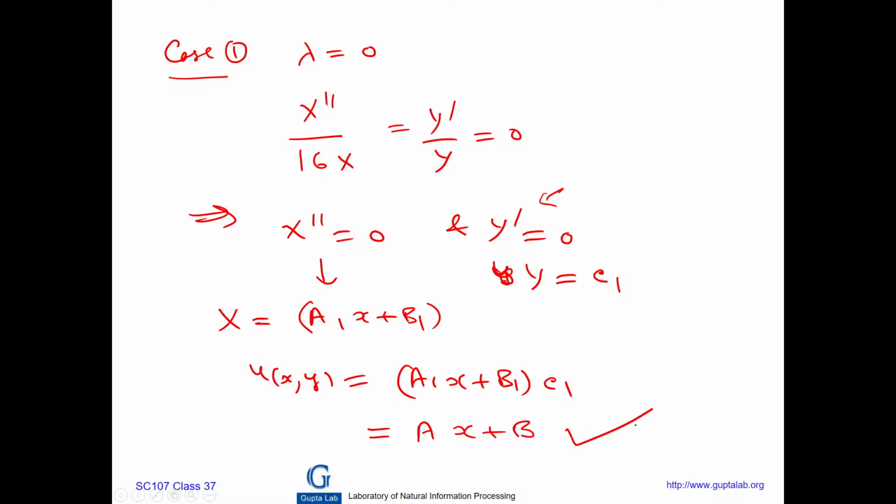So the solution is this when lambda is equal to 0. That is case 1. Now we do the second case, case 2, when lambda is positive. And actually I will assume that lambda is a square, because you see the solution looks a bit nice in that case. So say lambda is equal to k square, positive.